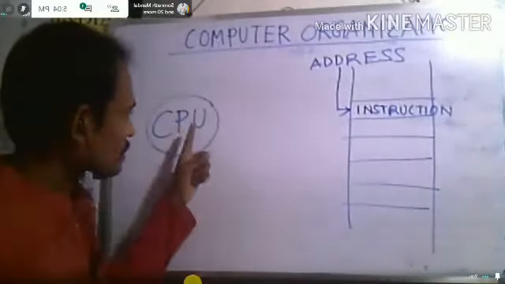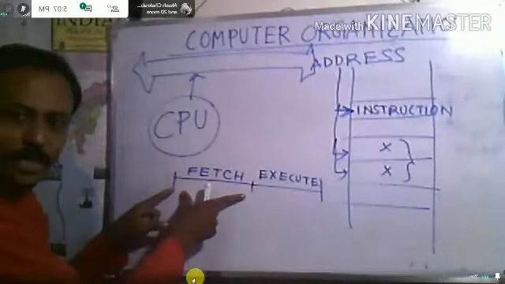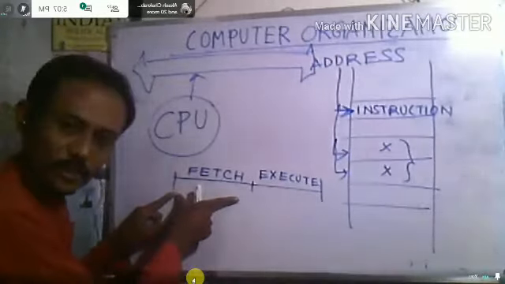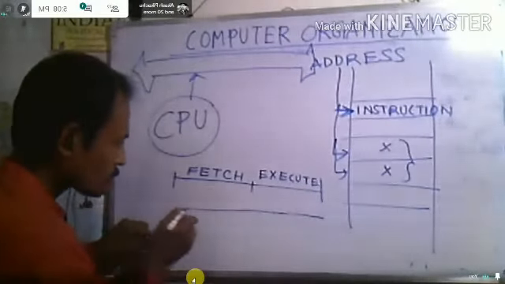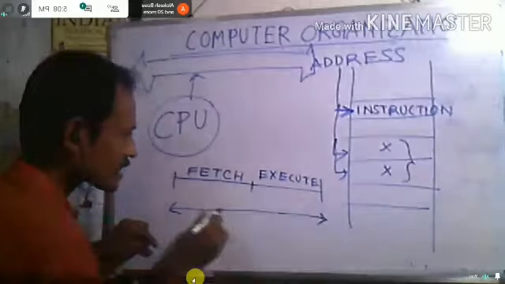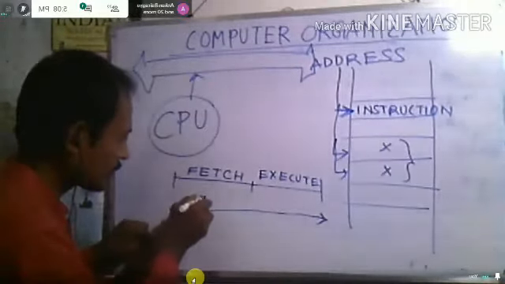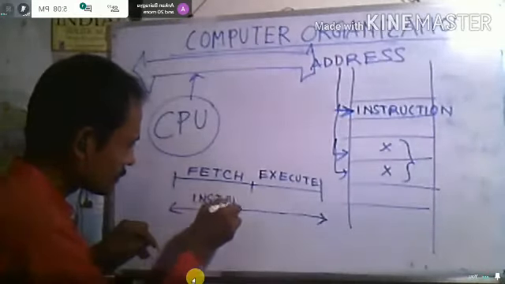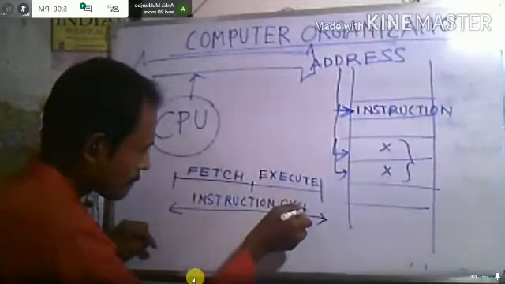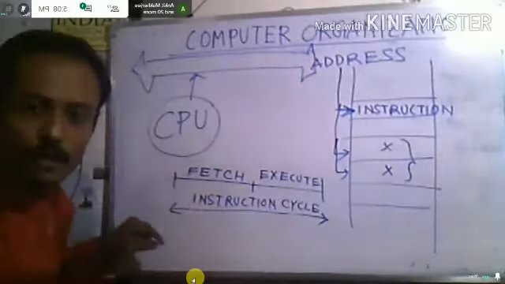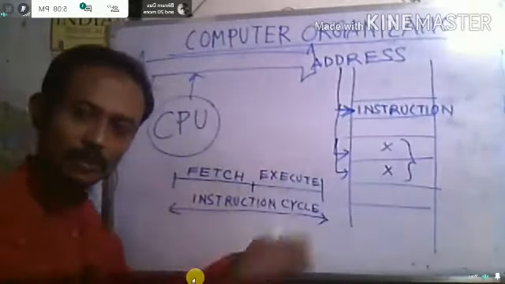Now suppose the CPU wants to access this. The first part of the instruction execution is called the fetch, the second part is called execution. As a whole, this is called the instruction cycle. So what do you mean by instruction cycle? Instruction cycle means execution of an instruction.